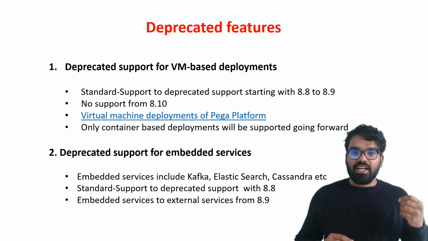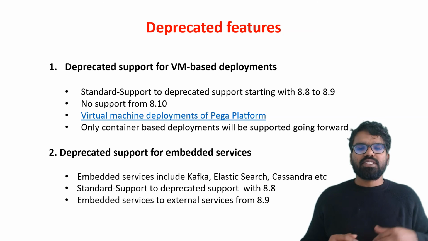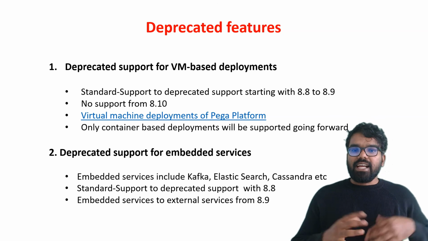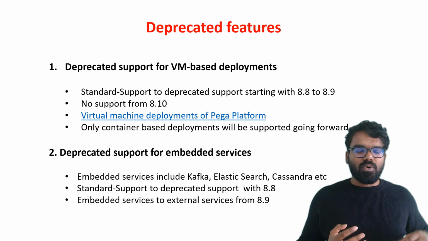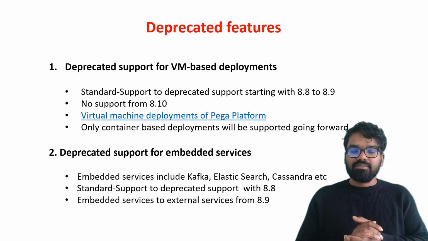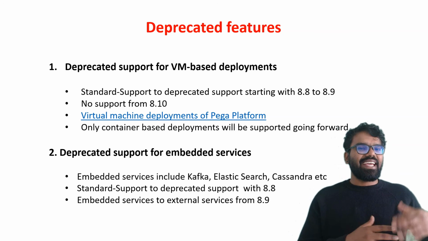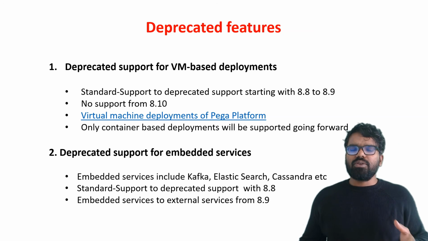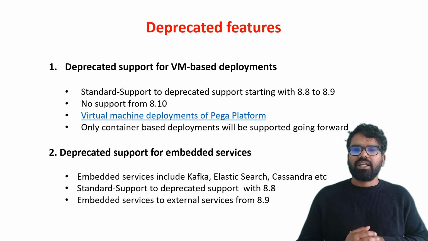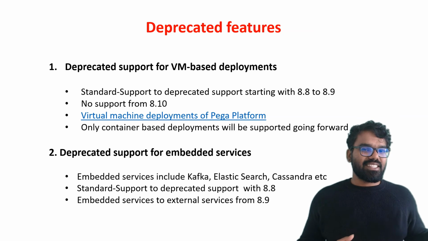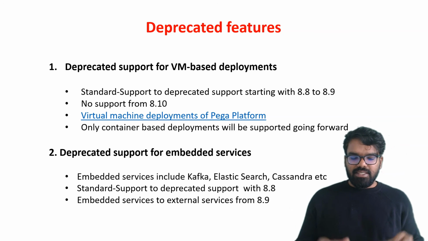Now, Pega recommends us to externalize those services. You don't want to have it as an embedded service, but an externalized service. And so now the support has been changed from standard support to deprecated support in 8.8, and from 8.9 it's going to be no longer supported. So definitely you have to use the external services. So if you are using them in your organization, very well you can think of that, you can plan it in your roadmap so that you start using the external services, especially for Kafka or Elasticsearch. So these are the things I want to cover.